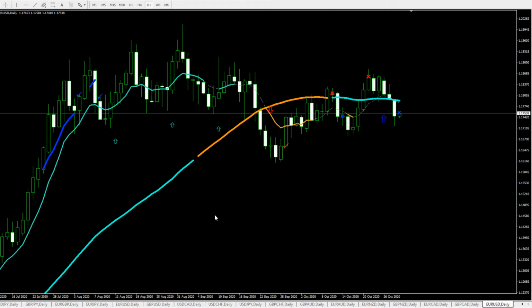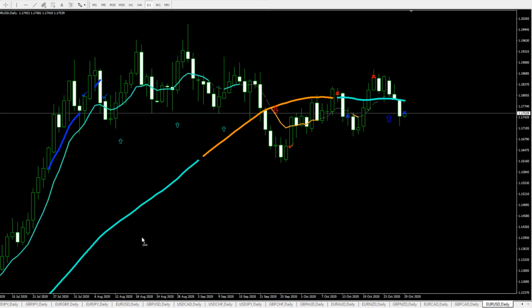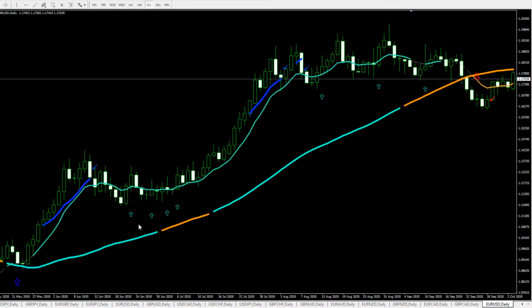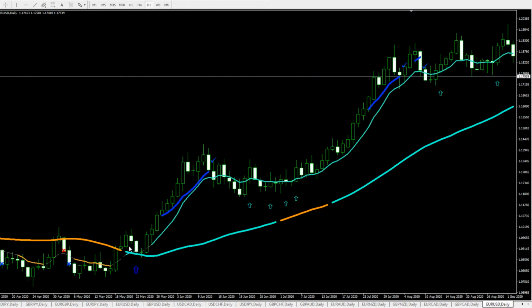The previous version was very noisy. It was also very good, but you had to do some sifting out and a little more thinking before you took a trade. Now I've added in the confirmation line, as you can see right here. There's a confirmation line that's hugging the price, which is this aqua blue line right there.